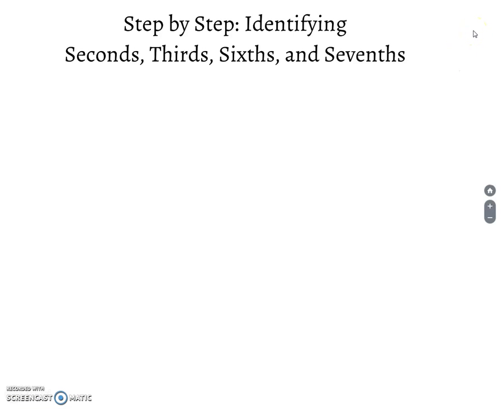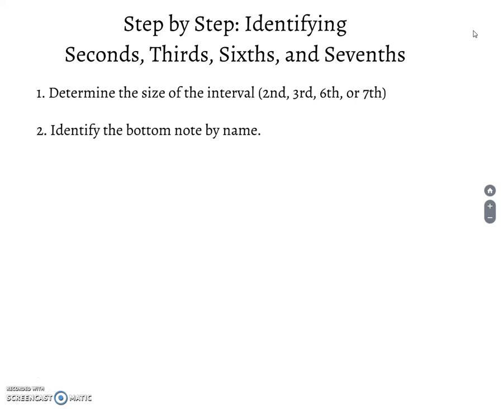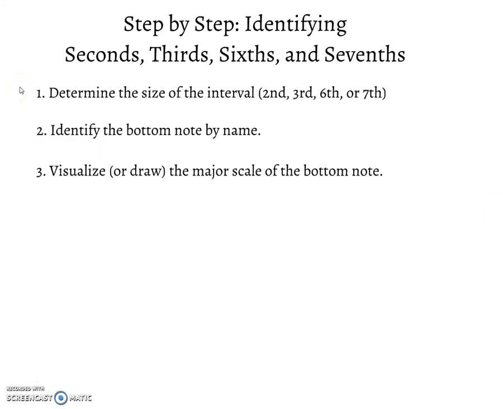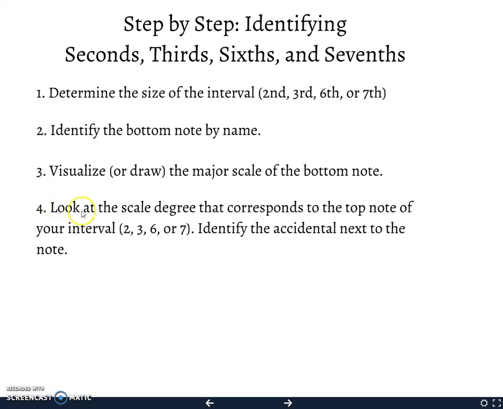Here is your step-by-step of how to identify seconds, thirds, sixths, and sevenths. First, determine the size of the interval. 2, 3, 6, or 7. Then you're going to name the bottom note of the interval. Then you're going to visualize or draw, probably for most of you, you will want to actually draw it out, the major scale of the bottom note you found in step 2. You want to be looking at the scale so you can tell what accidentals you need.